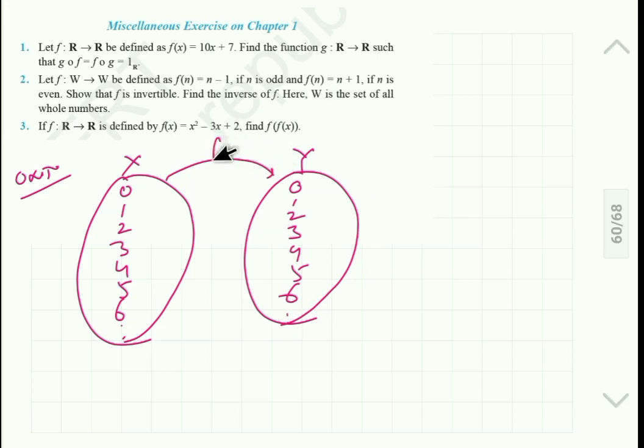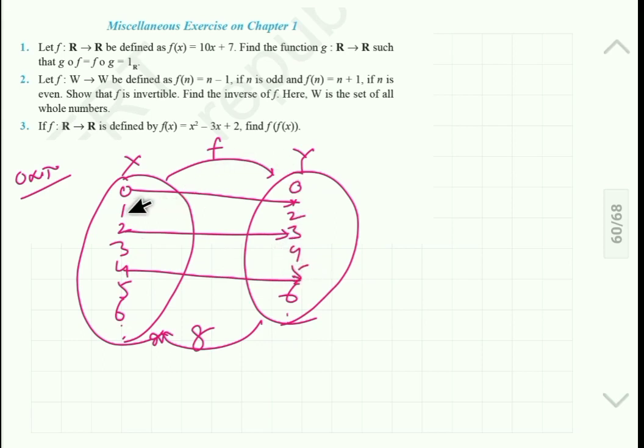This is the function that is defined. We have to find out this function g, that is the inverse of f, if it is onto. So let us see. If n is even, it is n plus 1. So 0 will be mapped to 1, 2 will be mapped to 3, 4 will be mapped to 5 and so on. And 1 will be mapped to 0, because if n is odd, it will be n minus 1. 3 will be mapped to 2, 5 will be mapped to 4, right?